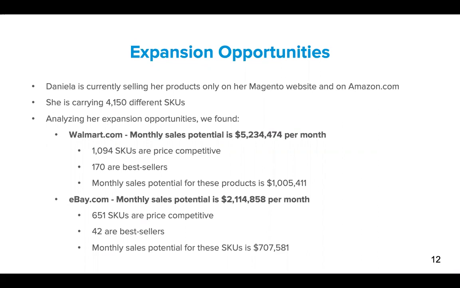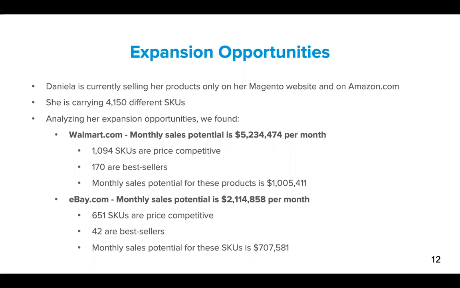So in Daniela's case, she was mainly selling on her own website and on Amazon.com, which is very common these days. She was carrying more than 4,000 different SKUs. And looking into the expansion opportunities and trying to quantify them, we found that for these 4,150 items that she's carrying in stock, there's a monthly sales potential of a little bit over $5 million per month.